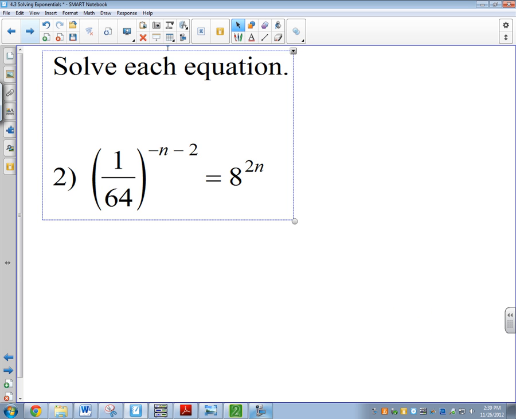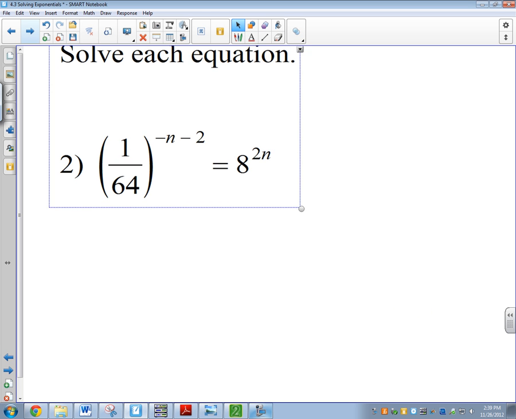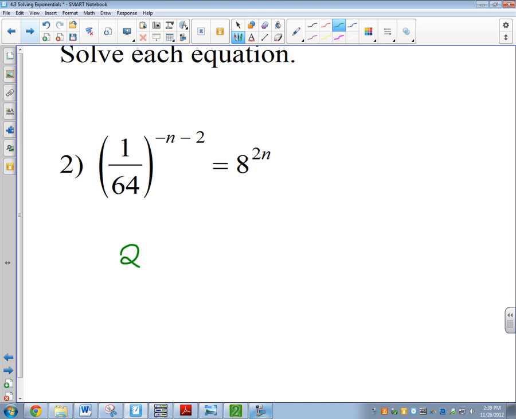Looking at the next example, same idea, maybe a little bit harder, but not terrible. I've got 1 over 64 to a power and 8 to a power. Again, I'm thinking in my head, what can I write both sides to be? Can I write them as a base of 3? No. Base of 5? No. So then my next answer probably is, hey, it's probably a base of 2. So in my head, I'm thinking, I'm going from a fraction to a whole number. That means my exponent has to be a negative number. So 2 to the negative.